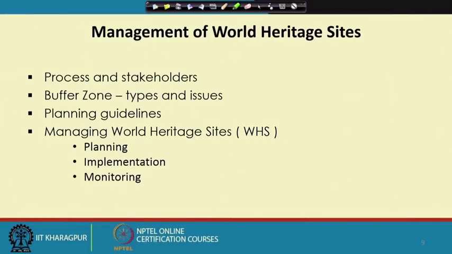Now when we're talking of the World Heritage Sites that are very important, it's almost the international highest level World Heritage Site. It's also very important to understand that it's not only the declaration of the World Heritage Sites which is important, but how to manage the World Heritage Sites. Once it's declared as a World Heritage Site, something a country feels very proud about, it attracts a lot of tourists, but how do you manage?